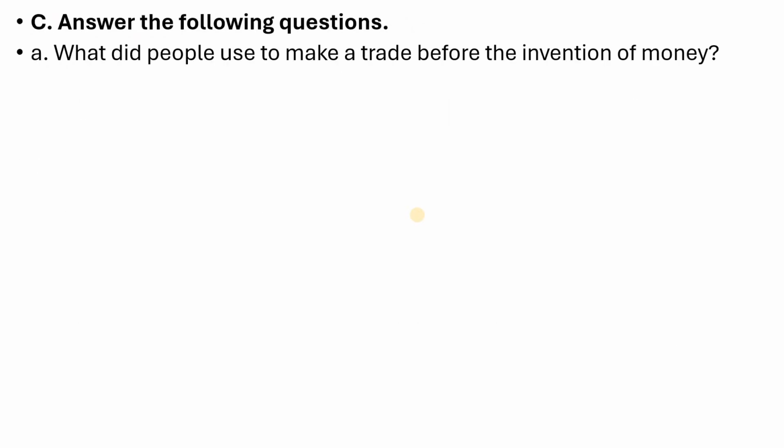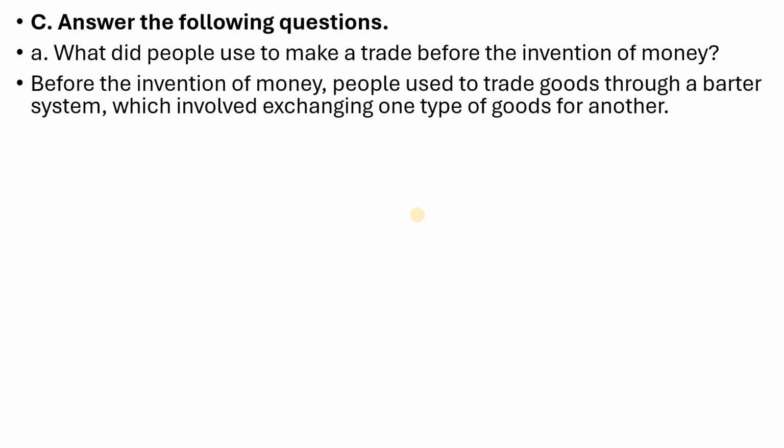Okay, now next, answer the following questions. Number one, what did people use to make a trade before the invention of money? Okay, that means before the invention of money, people used to trade goods through a barter system, which involved exchanging one type of goods for another.